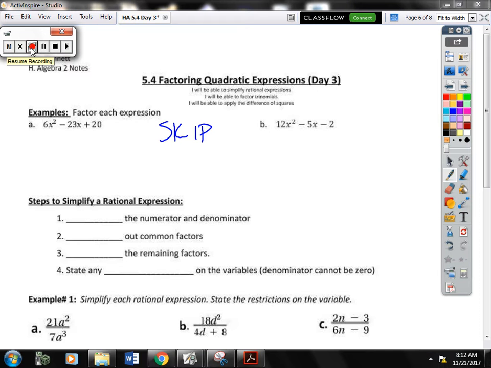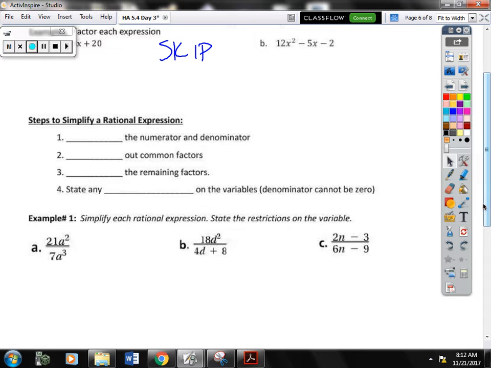Our rational expressions today. To simplify a rational expression, just like a rational number was a number that could be written as a quotient of two numbers, a division problem, a rational expression is the division of two expressions, algebraic expressions. So what we're going to do is, if necessary, factor the numerator and the denominator, almost like you have two separate problems. And then you will divide out any common factors.